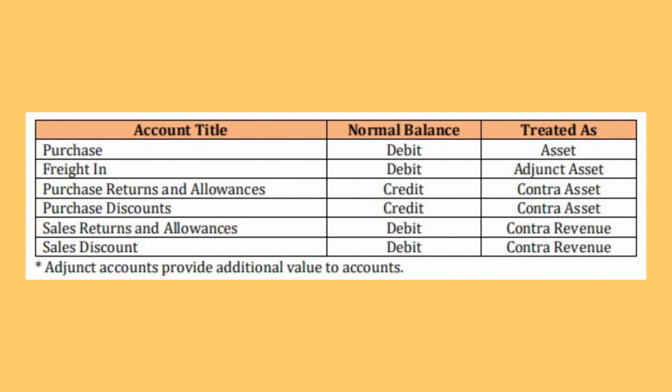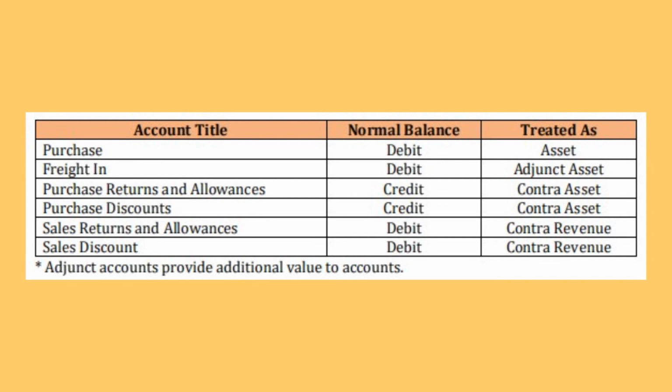As additions to the account titles that we are able to encounter in a service type business: Purchase. Purchase is an asset that has a normal balance of debit. Freight-in. Freight-in is considered an adjunct account which provides additional value to the accounts. It has a normal balance of debit. Purchase returns and allowances. Purchase returns and allowances is a contra asset account, which is a deduction to an asset account, and it also has a credit normal balance. Purchase discounts. Purchase discounts is also a contra asset account with a credit normal balance.